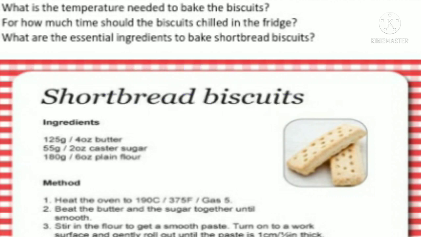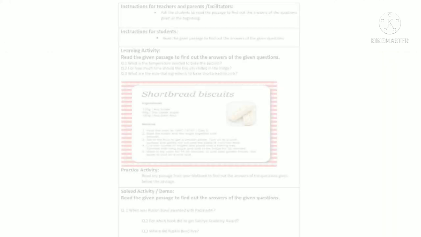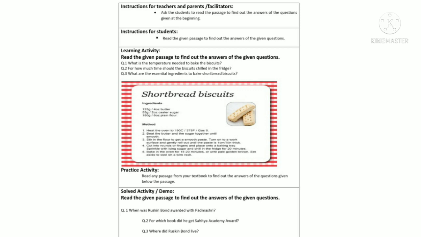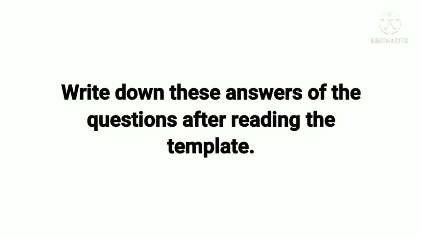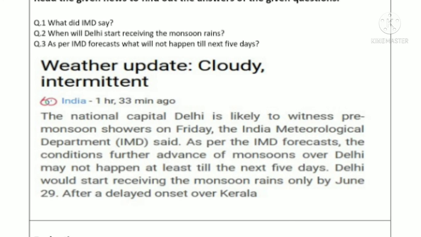So in this way we need to comprehend the points given in the content, maybe an advertisement or an informative template. So you write down the answers to the questions after reading the template. There is one solved activity. A short text is given and questions are asked. So read the text, find the answers to the questions and check your answers against the answers given in the template in the activity.